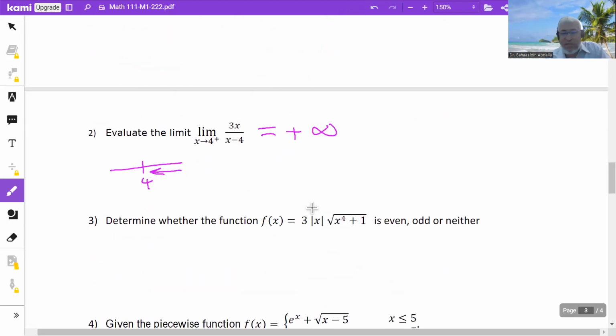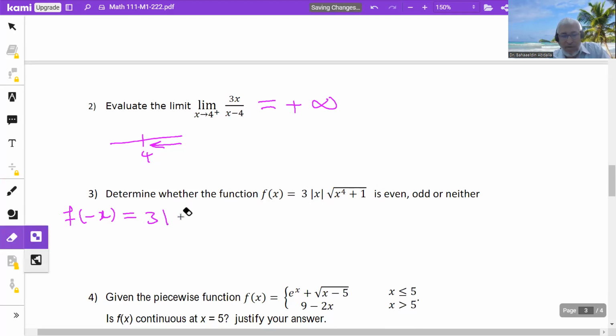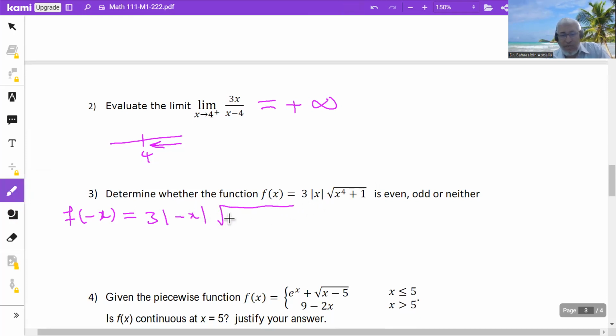Determine whether this function is even, odd, or neither. Well, to do that, we find f of negative x. And f of negative x means we replace x, any x here, we replace it by negative x. So I have 3, there is an x inside the absolute value. So instead of x, I'll have negative x. And times square root of x to the power 4. Instead of x, I'll have negative x, and I will raise it to the power 4 plus 1.